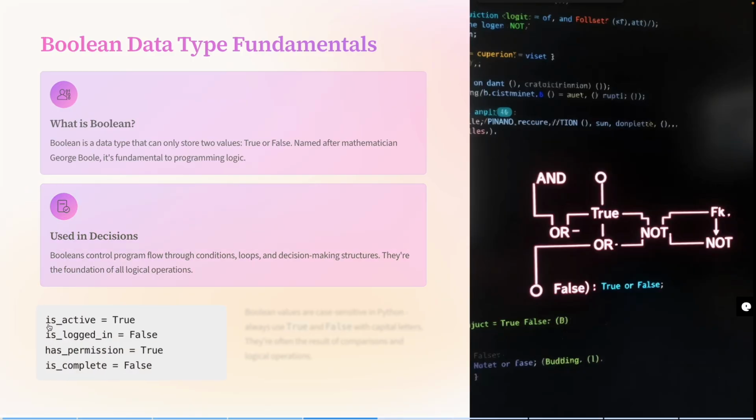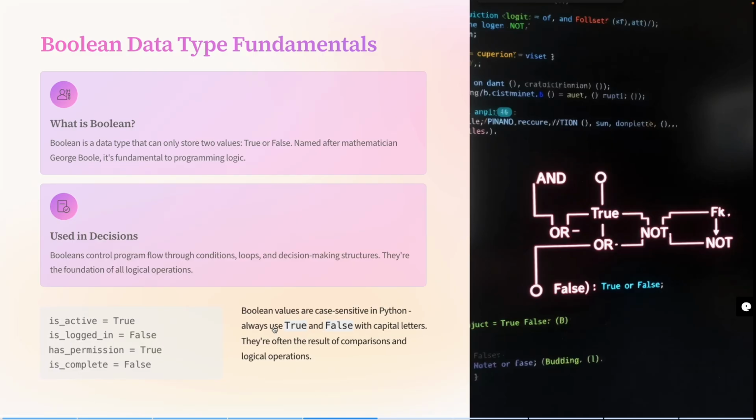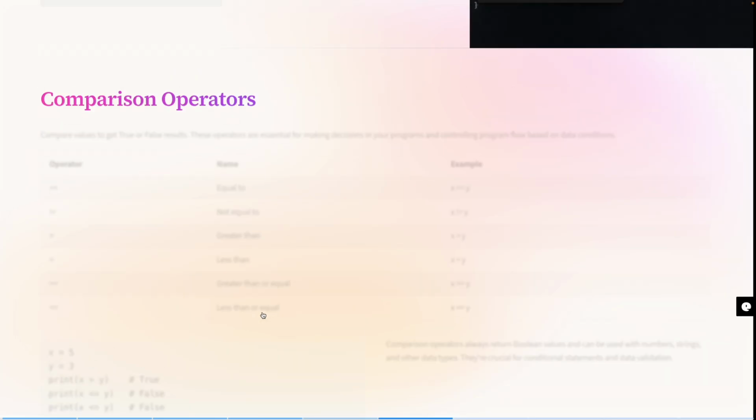We have this example: is_active is equal to True, is_logged_in is False, has_permission is equal to True, and is_complete is equal to False. We got a result like that. Boolean values are case sensitive in Python. Always use True and False with a capital letter. They are often the result of comparison and logical operations.